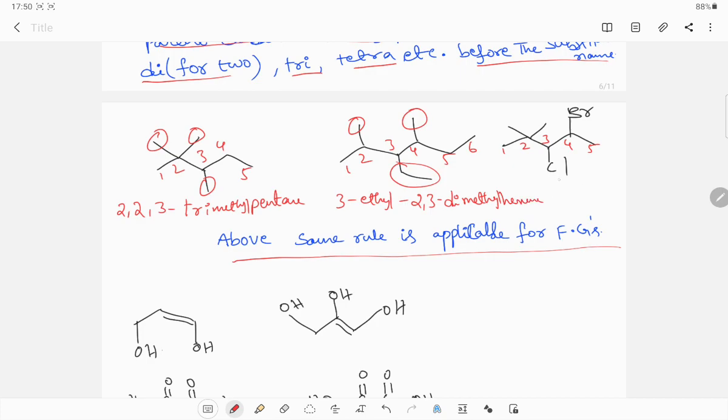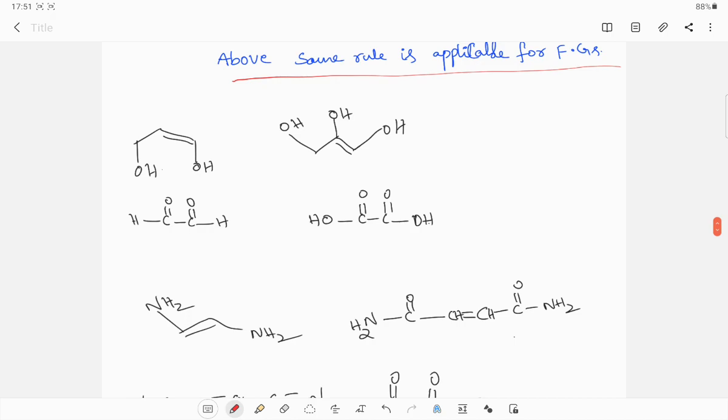Next one, methyls are there, bromine is there, chlorine is there. So according to alphabetical order, 4-bromo, 3-chloro, 2,2-dimethyl pentane. This is the name to give the name of the compounds.